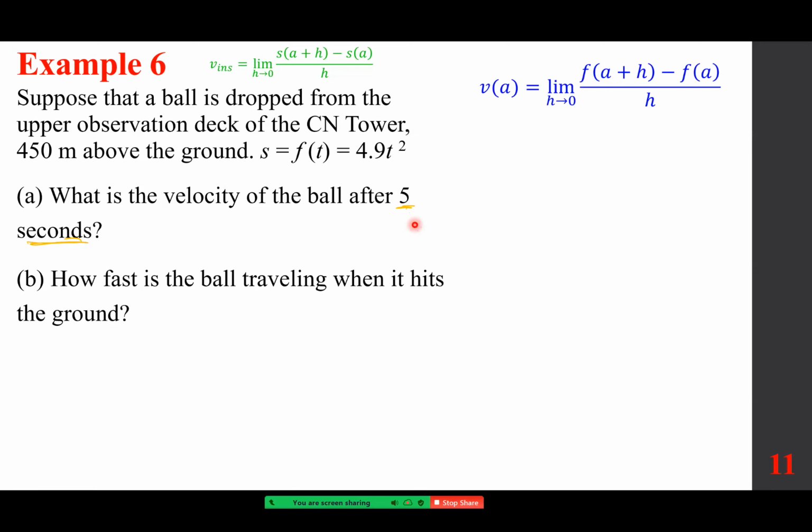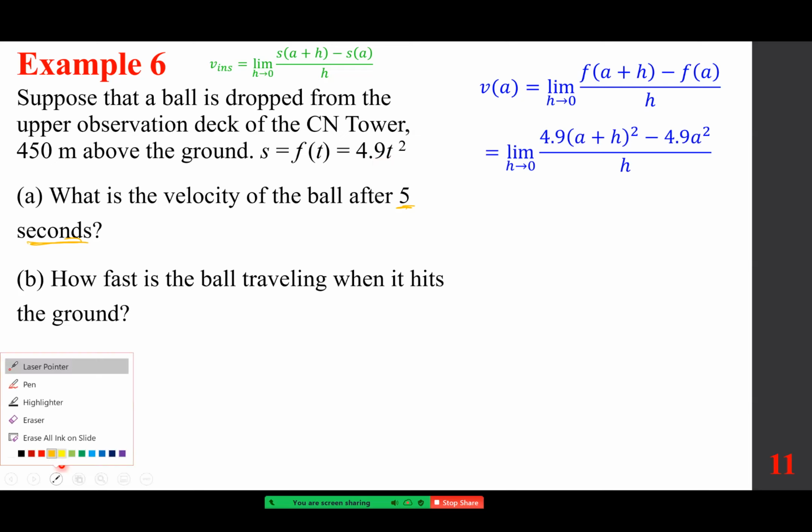Because if I do, then in part B, whenever I find the A, the time it hits the ground, I have to do this again from the scratch. So we're going to keep it as A plus H, and we're going to plug it into this. We are going to replace the T with A plus H and then with A. And we've already seen how to square things up. So let's just quickly write it again.